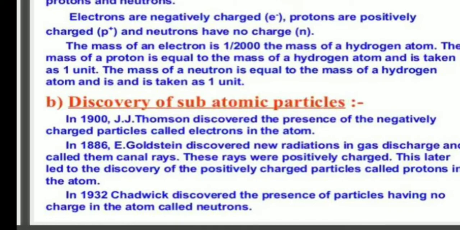Listen, discovery of subatomic particles. In 1897, J.J. Thomson discovered the presence of the negatively charged particles called electrons in the atom. In 1886, E. Goldstein discovered new radiation in gas discharge and called them canal rays. These rays were positively charged. This later led to the discovery of the positively charged particles called protons in the atom.